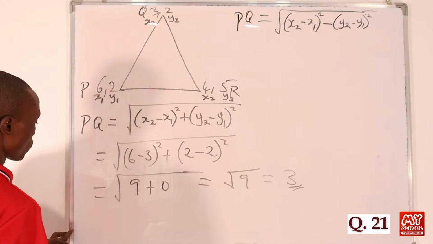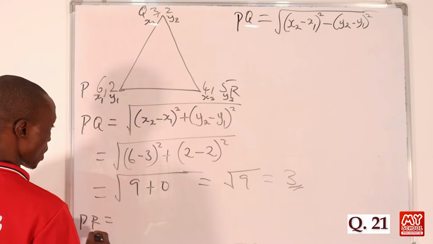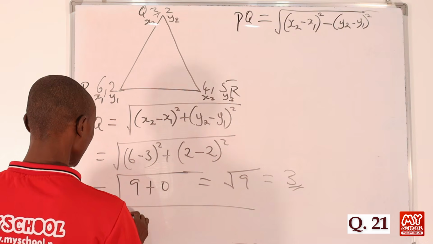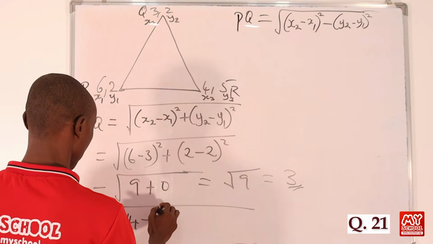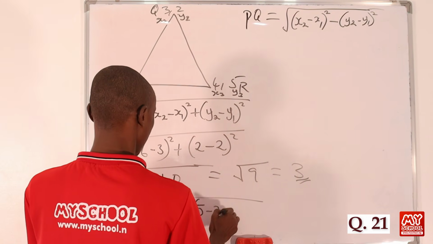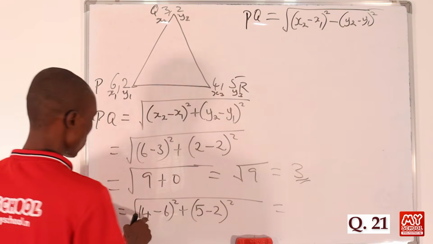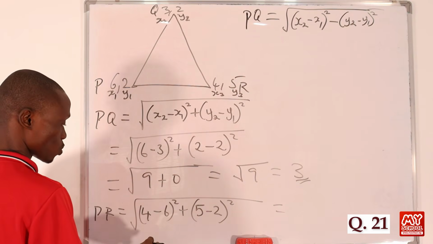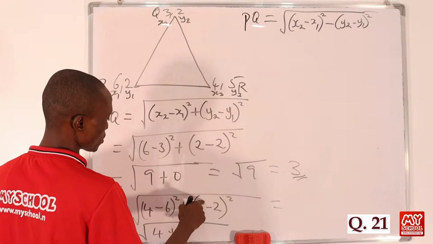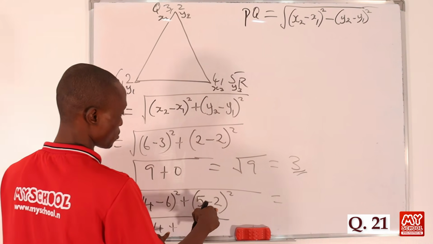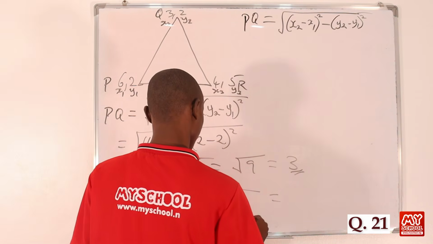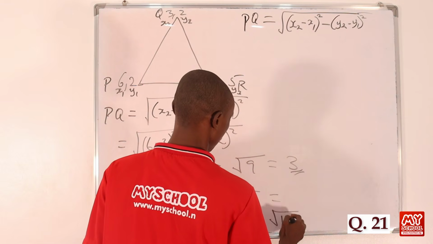Okay, so let's do the same for PR. For PR, we'll be having 4 minus 6 all in bracket square, then plus 5 minus 2 all in bracket square. So 4 minus 6 will give us minus 2, and minus 2 square is equal to 4, then plus 5 minus 2, that will be 3, and 3 raised to power 2 is 9. If we add these two together, that will be equal to 13. So here we are having root 13.